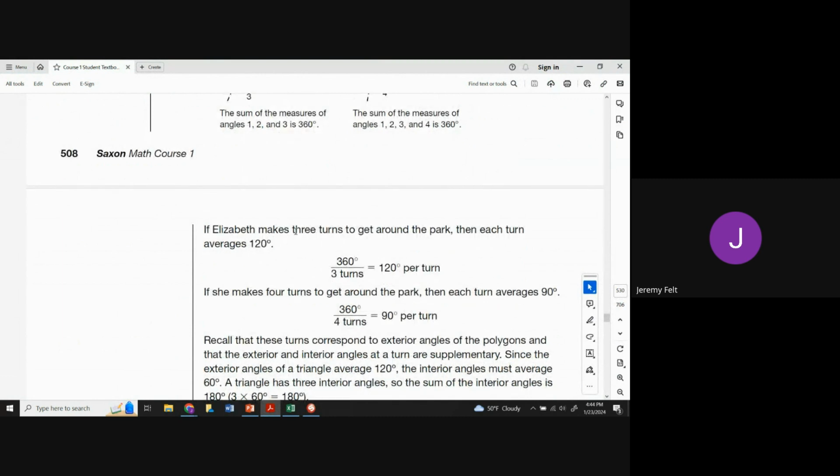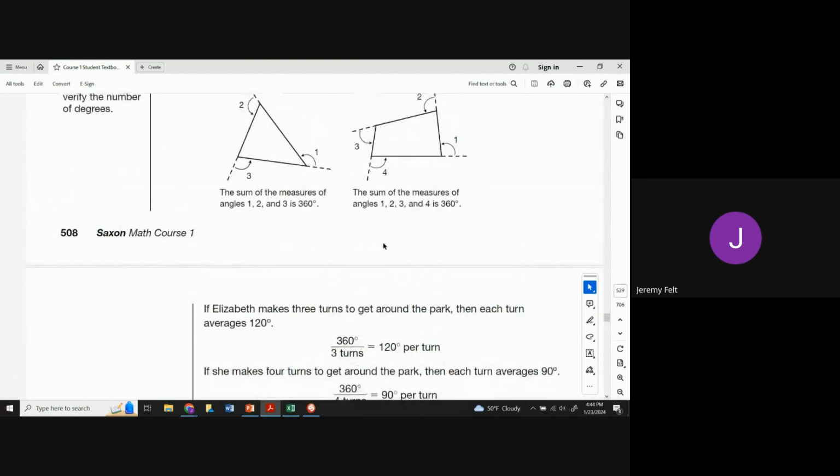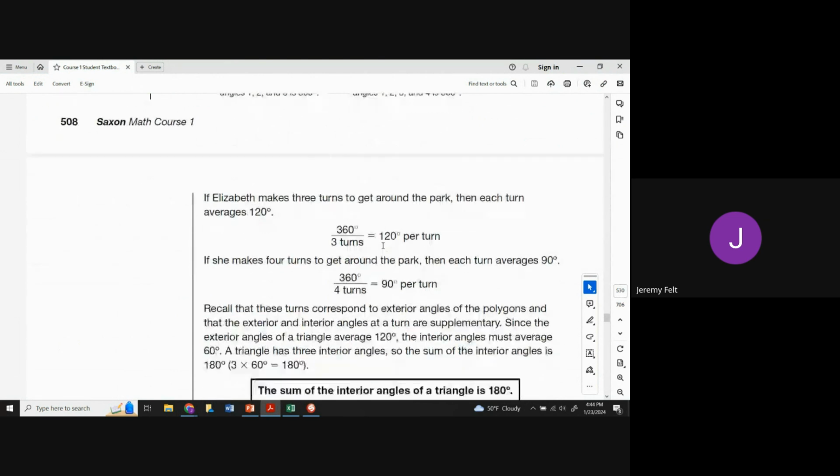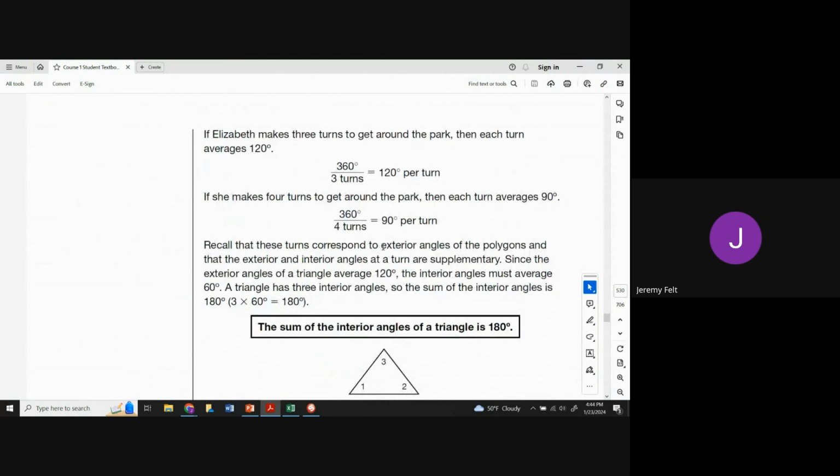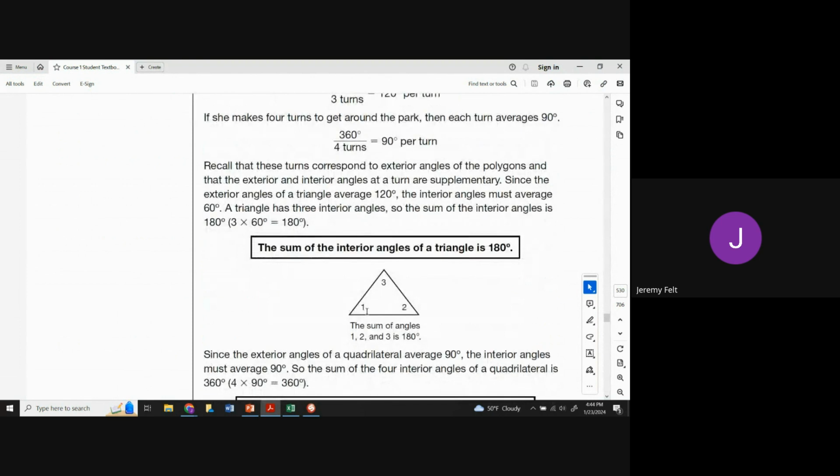So if Elizabeth makes 3 turns around the park, then each turn is 120 degrees if she's getting back to where she started. If there's 4 turns, 5 turns, we know that a full revolution is going to equal 360 degrees. So we can use that to apply what the angle measurements of each turn is.